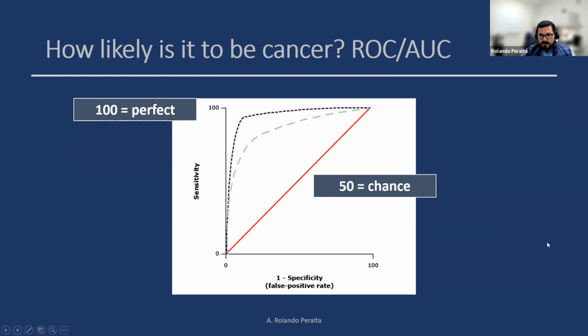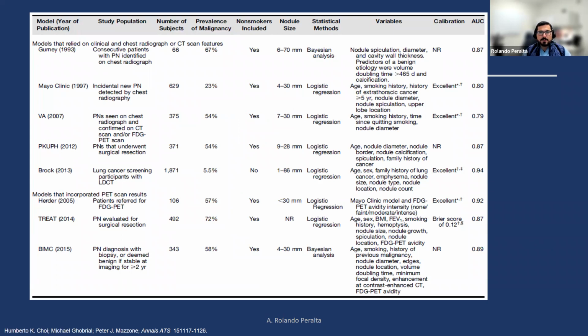So this is a kind of compiled list of different prediction models available. This is not for you to memorize. This is available on the talk for you guys to go back and dive in a little deeper if you want to. But there are a couple of points that I want to emphasize. So number one is area under the curve. None of these predictive models are perfect. At best, they reach 94%, but most of them are around 80. Okay, so they're not perfect, but they are better than chance, of course.